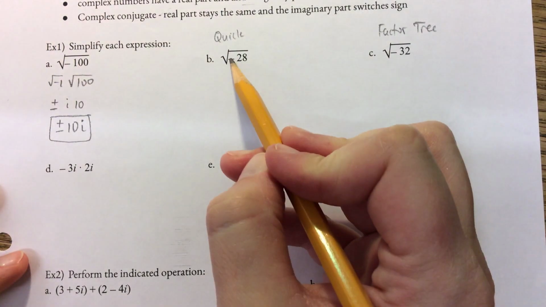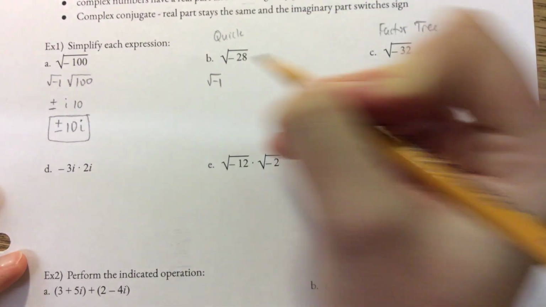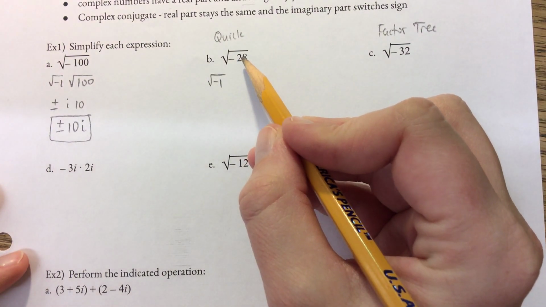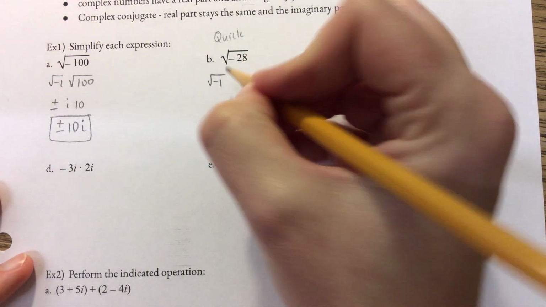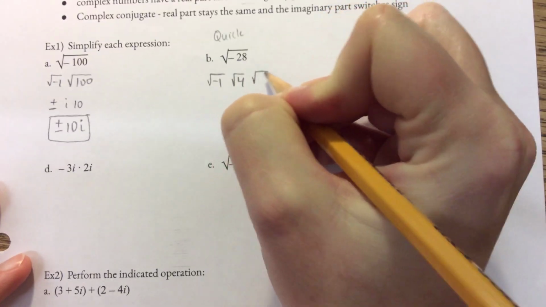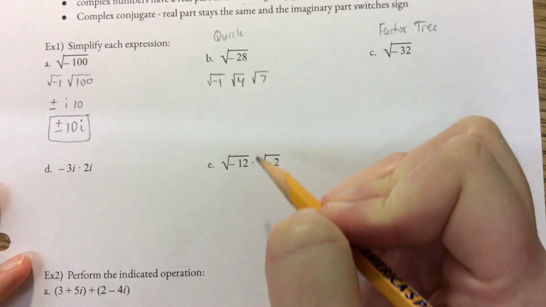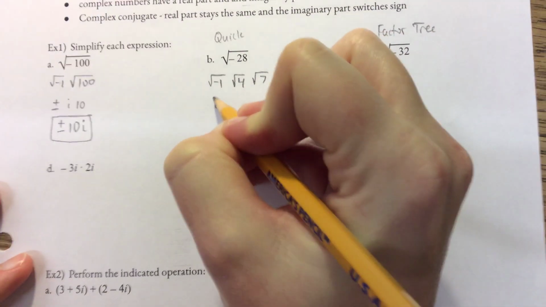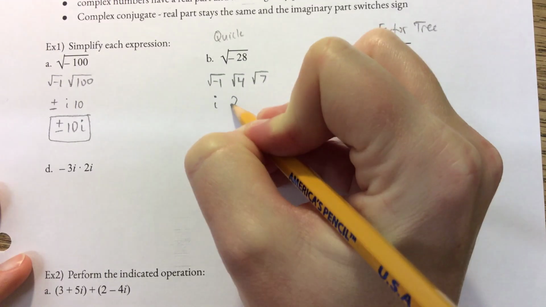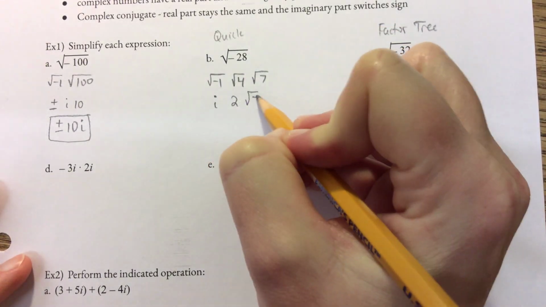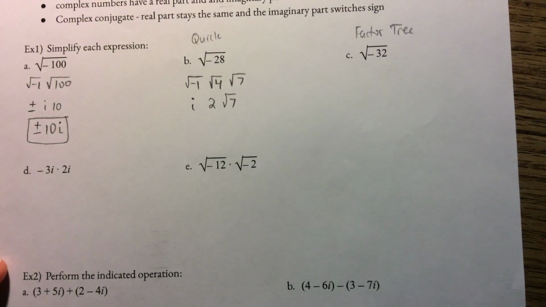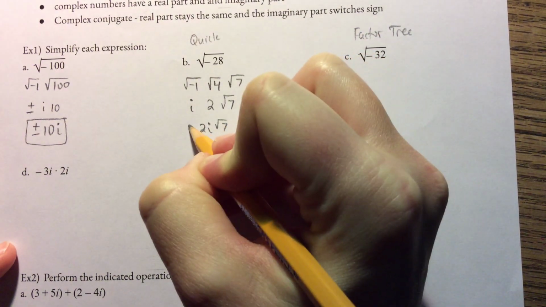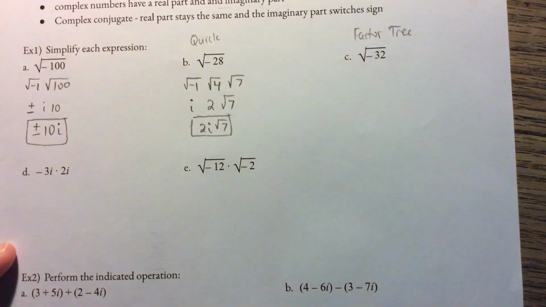Since I have the negative underneath, I'm going to take out a -1. Now 28 is divisible by 4, and 4 is a perfect square, so 4 times 7 is 28, and the -1 gives me the negative sign. Now this becomes i, this becomes 2, and the square root of 7 you can't do anything with. The way this will be written is 2i root 7. That's just the order you're going to see it in.